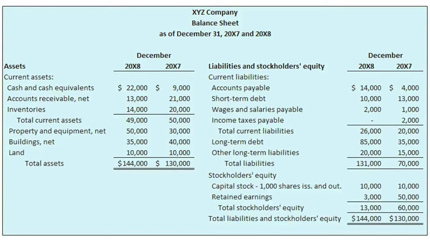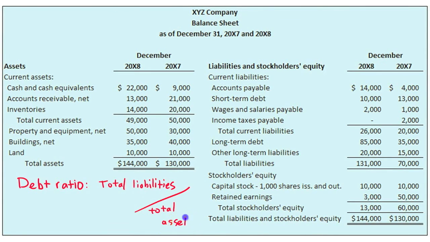Here are a couple other computations that are interesting to users. Debt ratio, which is computed as total liabilities divided by total assets. Users compute a company's debt ratio to assess what percentage of the company's assets were funded by debt.